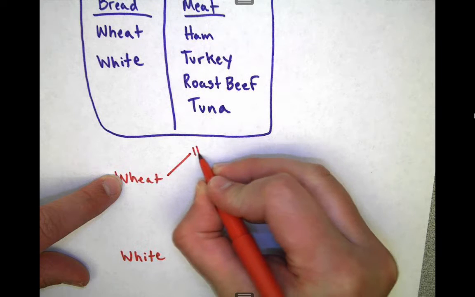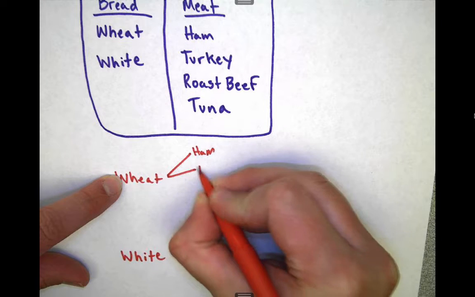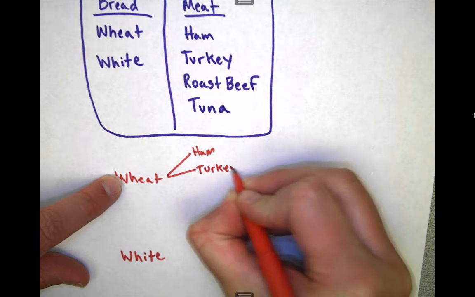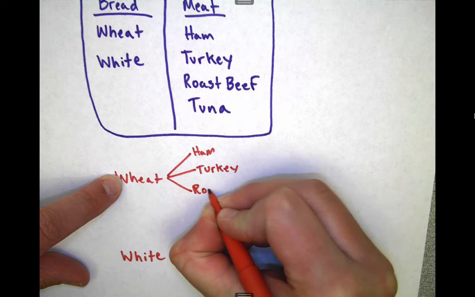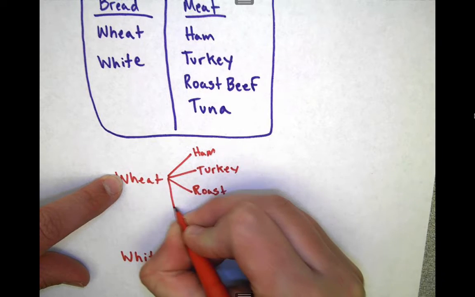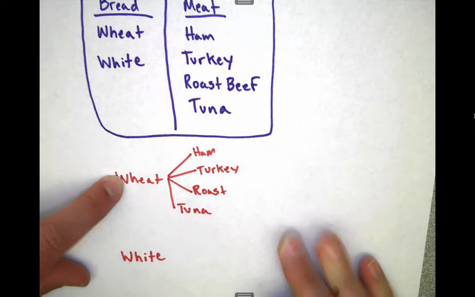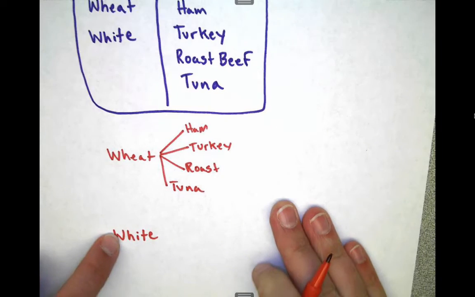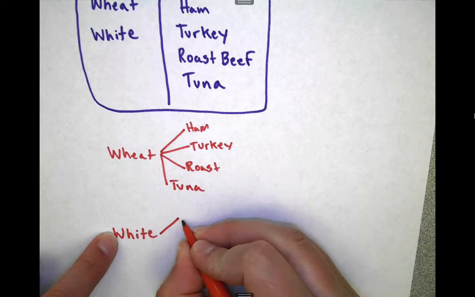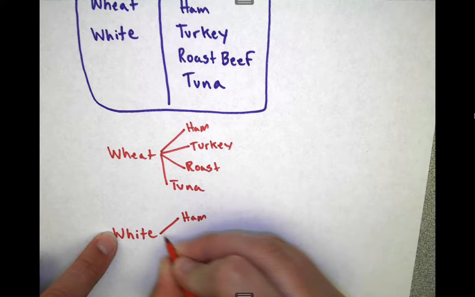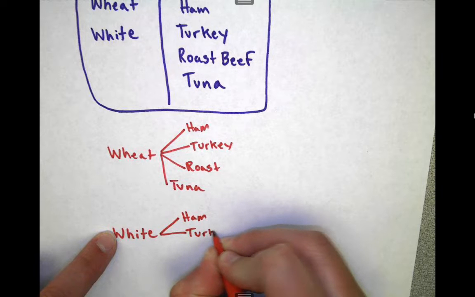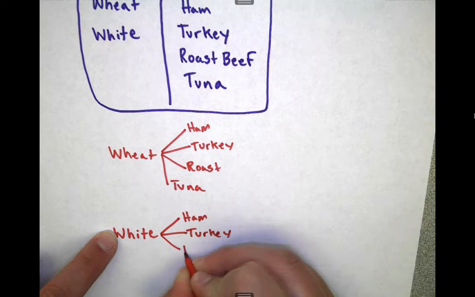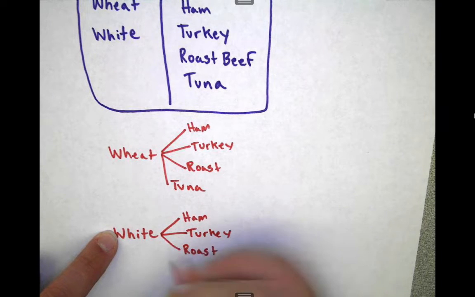Is it going to be ham? Is it going to be turkey? Is it going to be roast beef? Or are you going to go for tuna? Those are your choices. If you decided to go with white bread, you still have those same choices. You can do white bread with ham. You can do white bread with turkey. You can do white bread with roast beef. Or you can do white bread with tuna.